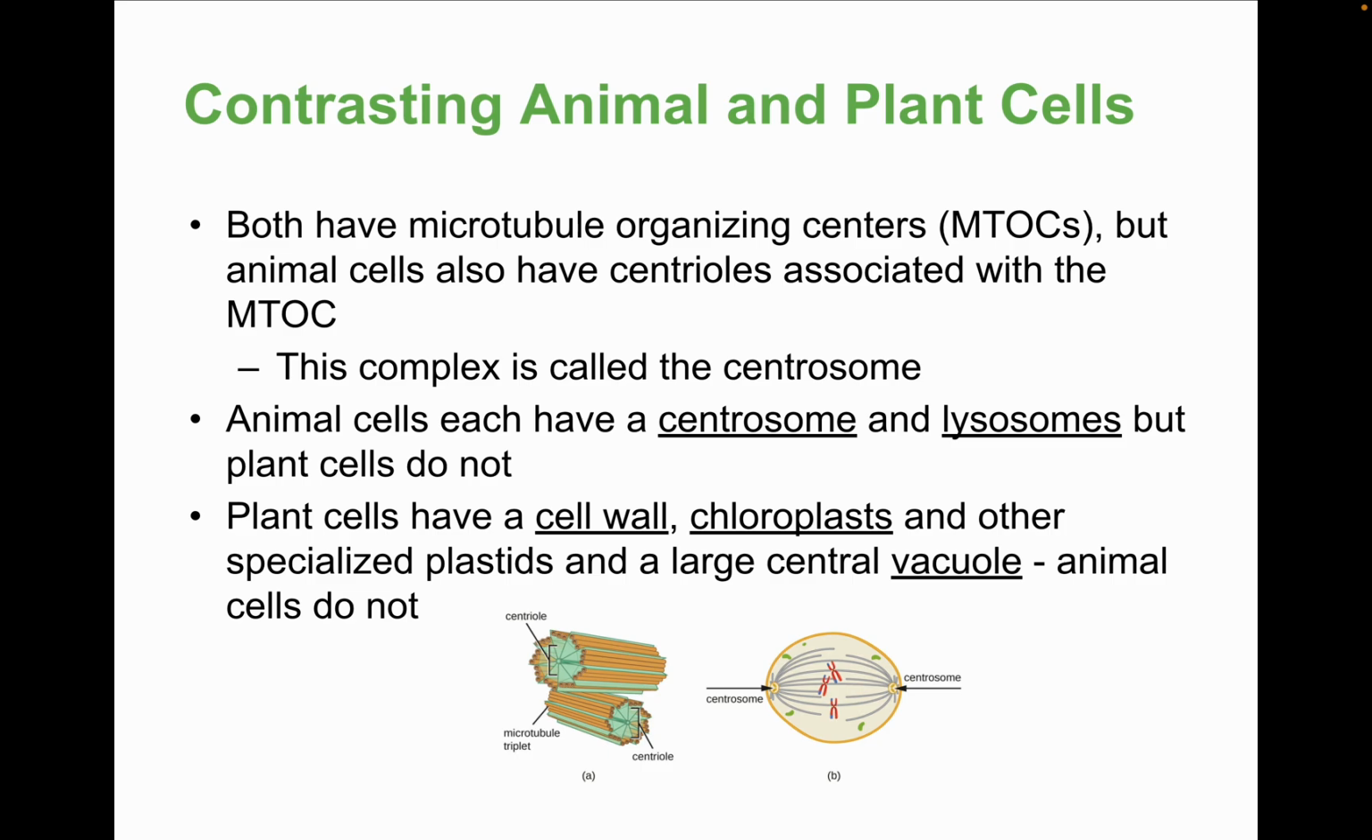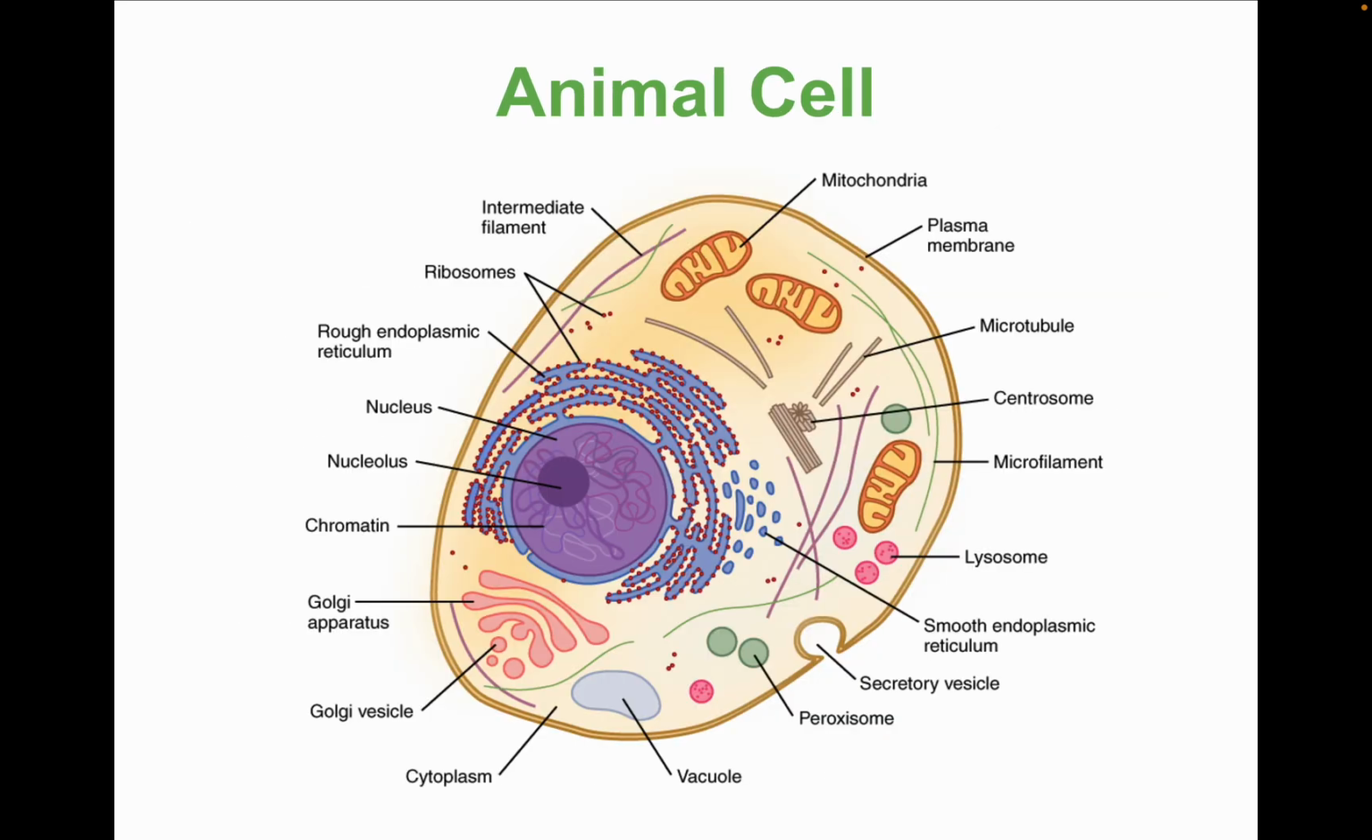Plant cells have a cell wall, chloroplasts, and other specialized plastids, and a large central vacuole that animal cells do not. Chloroplasts are where photosynthesis happens. The cell wall is a very tough material that keeps the plant cells rigid, which is why when you look at a plant, it doesn't flop around. It's actually standing. And then we have a vacuole, which is where the plant stores its water, nutrients, salts, etc. So let's take a look at animal cells.